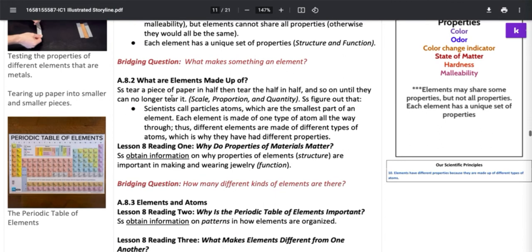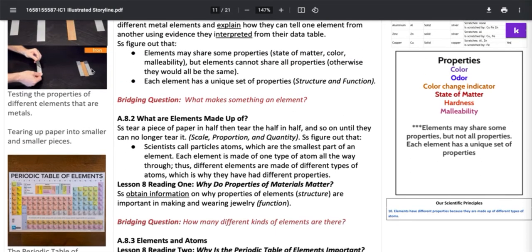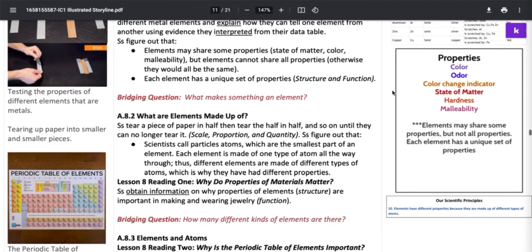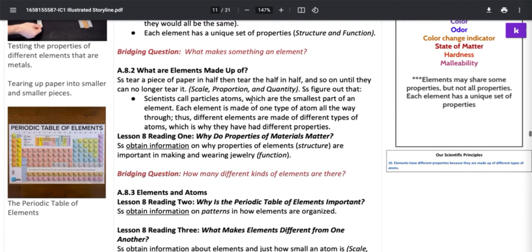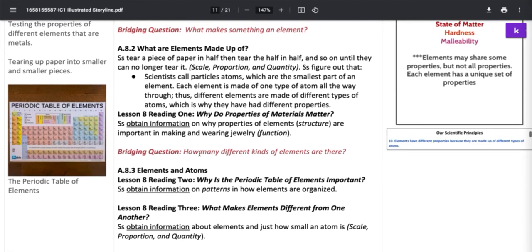And you're starting to talk about different elements, right? So these are all pure elements: copper, iron, zinc, can't remember the other one, aluminum is the other one. And so each different atom, each different element, has a different set of properties. So like different colors, different odors, states of matter, hardness, malleability, things like that. Little introduction into the periodic table of elements. Really don't go into depth in that.